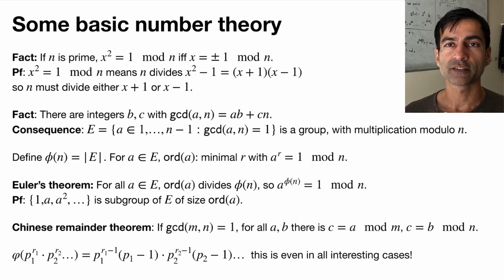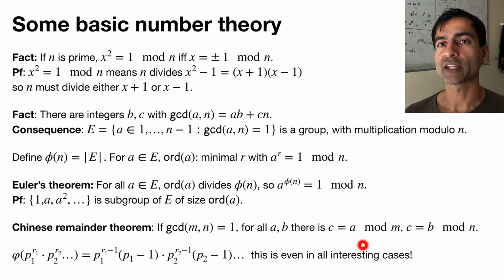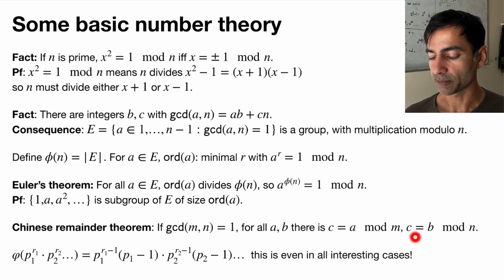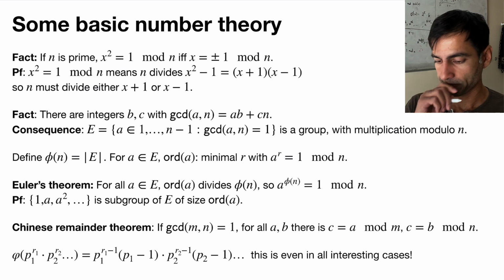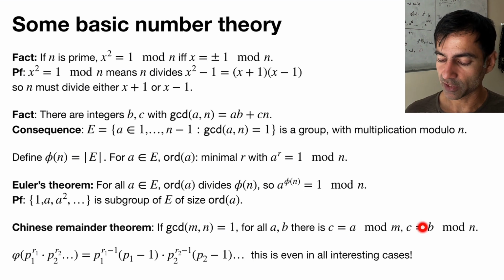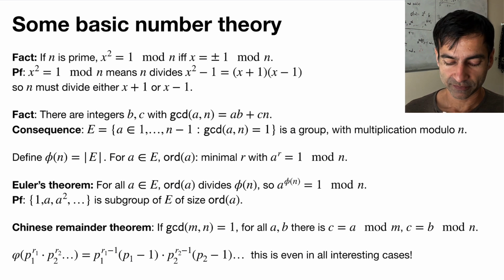Finally, we have the famous Chinese remainder theorem, which says that if you have two relatively prime numbers, m and n, then for every a, b, there will be a number c that's equal to a modulo m and b modulo n. Okay. So every choice of a and b is realizable by some c. All right, so those are some of the basic tools I'll be using.